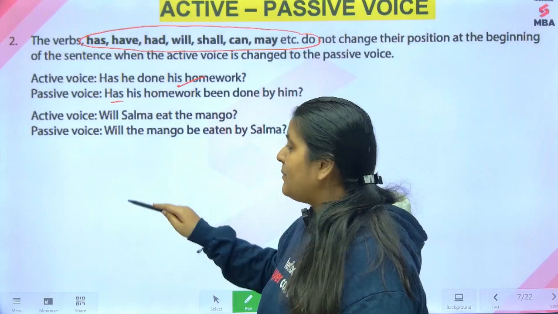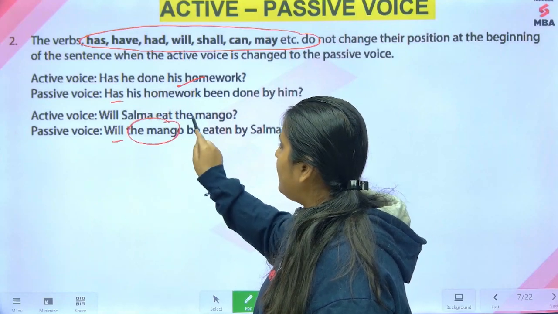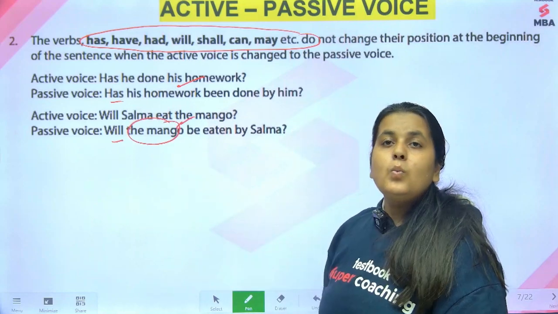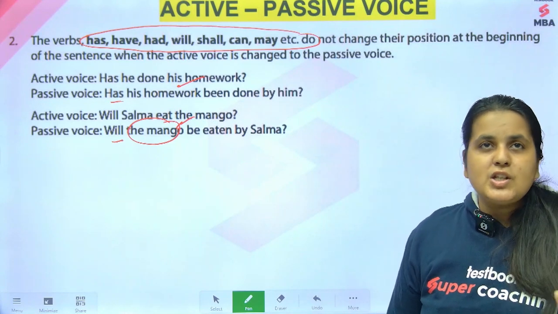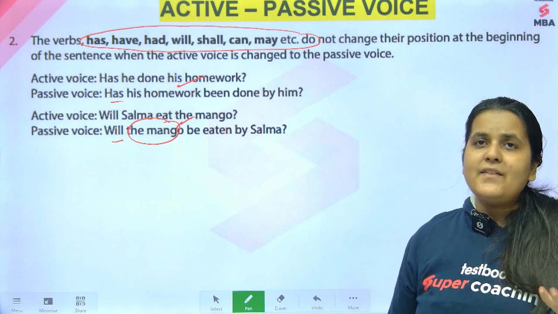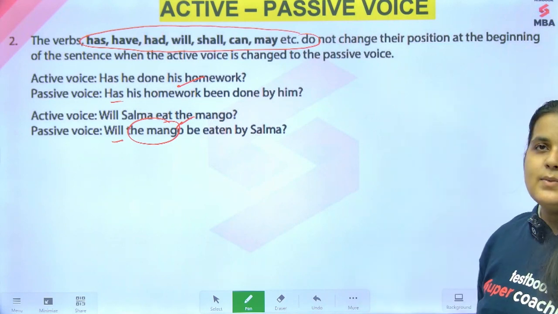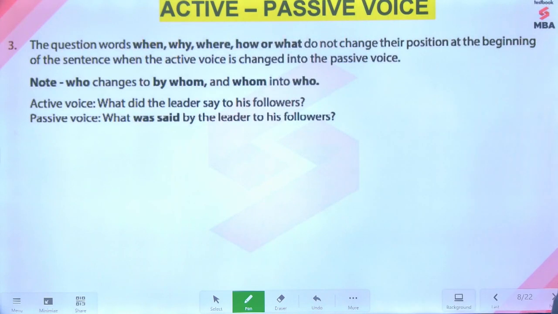Will Salma eat the mango? Will the mango, पहले mango आ जाएगा क्योंकि वो object है. Will the mango be eaten by Salma? Okay, so will not change its place, had will not change its place, have, has in terms of questions, they will not change their places.